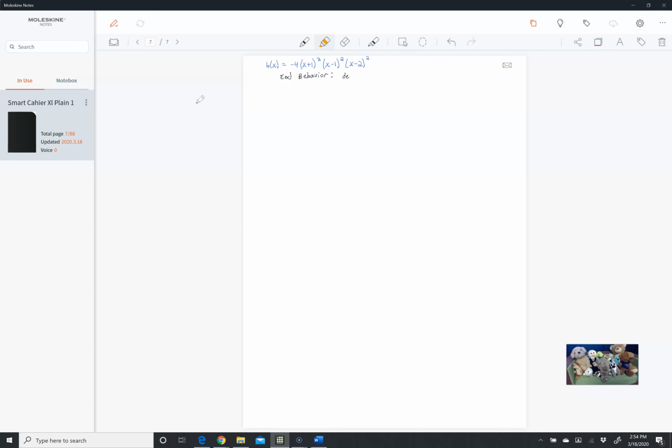So here, the degree is 3 plus 2 plus 2, so it's 7, meaning it's odd. So we're adding. Okay, we add when it's in factored form. The leading coefficient here, so our number in front, is a -4. That's our leading coefficient. And all we care about is the fact that it's negative.